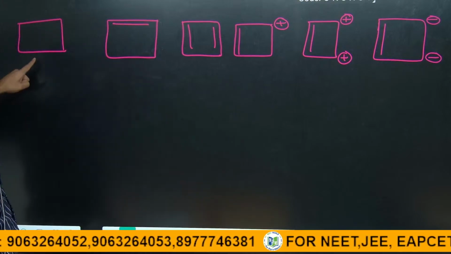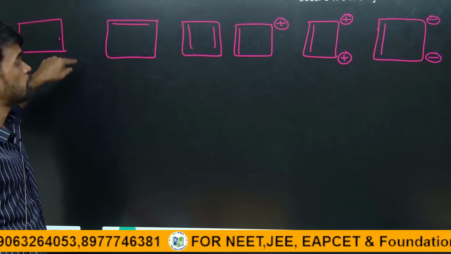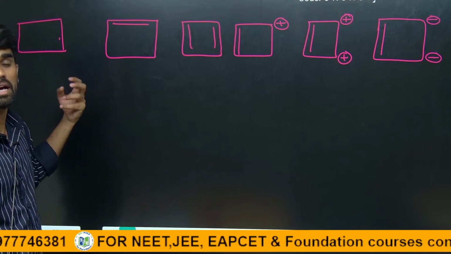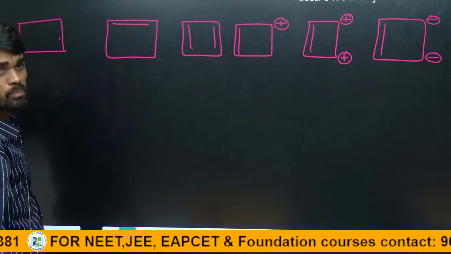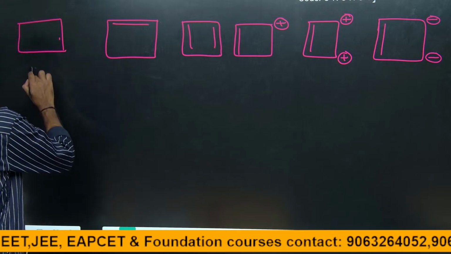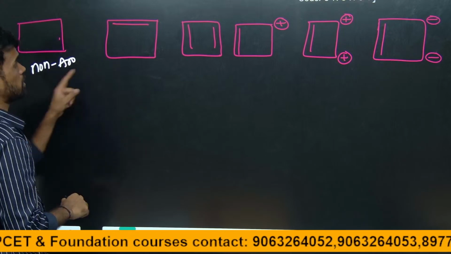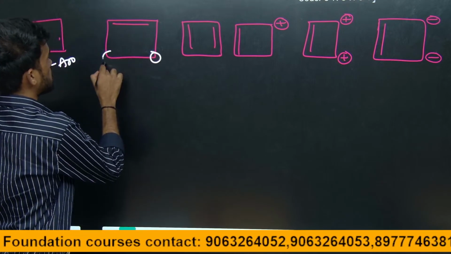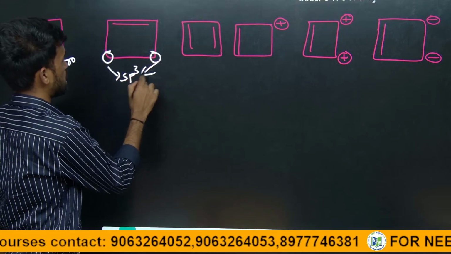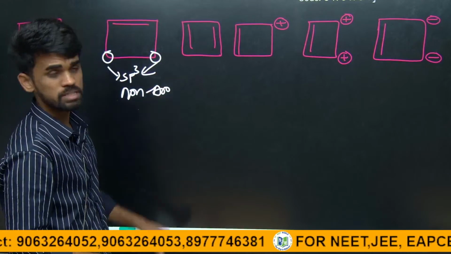So first one is what? Simply cyclobutane. So there are no pi electrons to discuss their conjugation, or whether they are planar or non-planar. By looking at the compound we can say there is no pi electron for conjugation. So directly we can say this is non-aromatic. So what about this? These two carbons are sp3 hybridized. So we can say this is also directly non-aromatic.